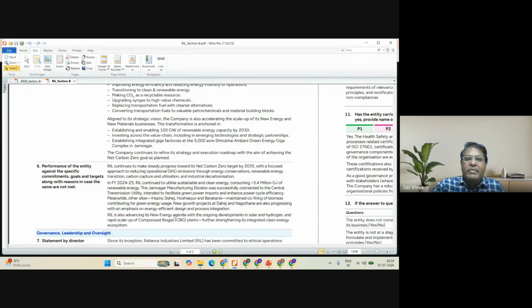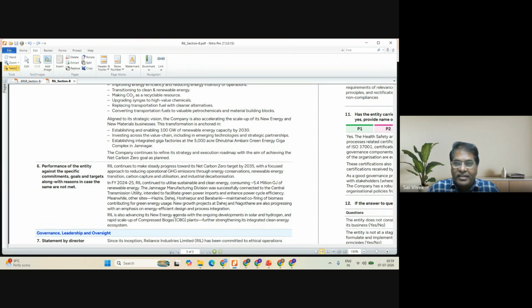Reliance continues to make steady progress towards its net zero target by 2035, with a focused approach to reducing operational GHG emissions through energy conservation, renewable energy transition, carbon capture and utilization, and industrial decarbonization. So what has it done? In 24-25, it has consumed 5.4 million gigajoules of renewable energy. So this is a proof that it has done. A milestone has been achieved by it in its path towards net zero.